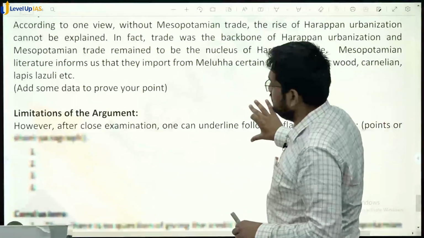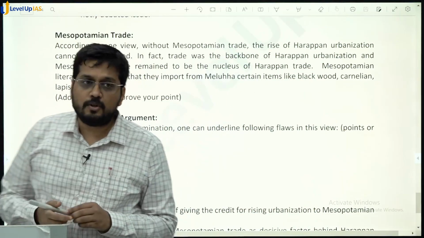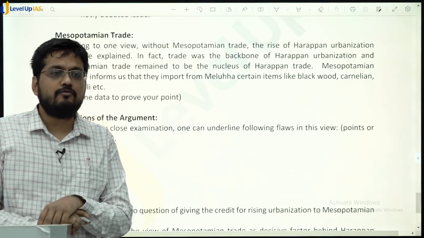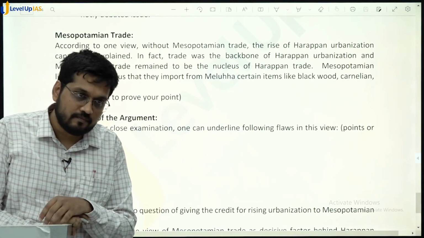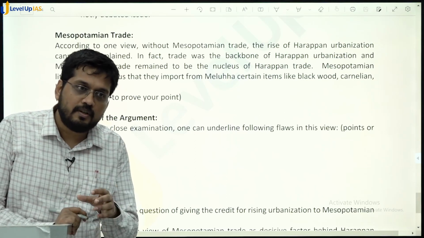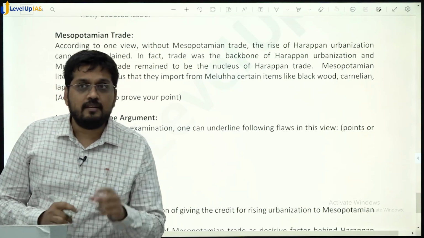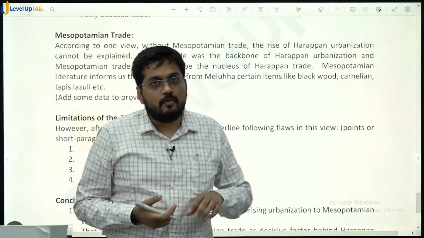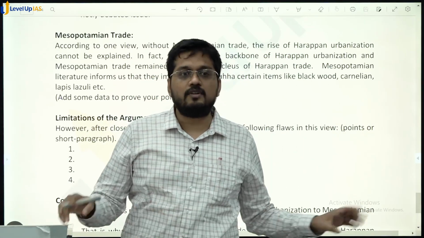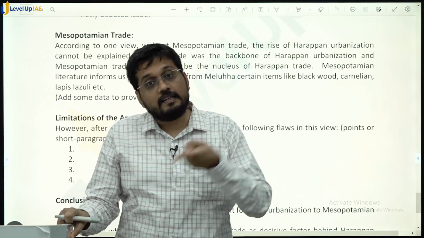Now, in the body, you can have two parts. In the first part, you talk about the Mesopotamian trade given by Shereen Ratnagar. You should mention Ratnagar if you know. If you don't know, it is completely fine. And because the question says with examples, give some examples of evidences you find in the West about the trade. Generally the evidences are found in Mesopotamia about Harappa, but we have not found concomitant evidences of Mesopotamia in Harappa.